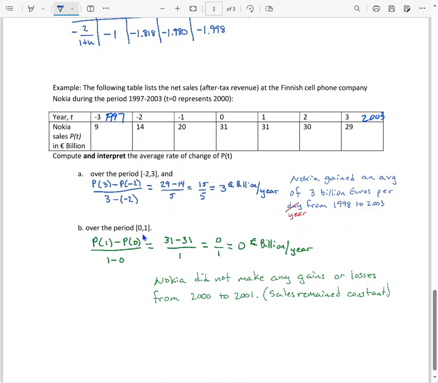Over the period from 0 to 1, I know that's P of 1 minus P of 0 over 1 minus 0. They were the same. 31 minus 31 over 1 minus 0. But that's 0 over 1, that's okay, right? If the 0 is in the numerator, that's okay. 0 divided by 1 is just 0. Nokia did not make any gains or losses from 2000 to 2001. The sales remained constant. All right? 0 billion euros per year was the average rate of change. It didn't change.